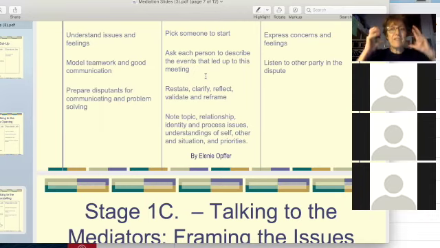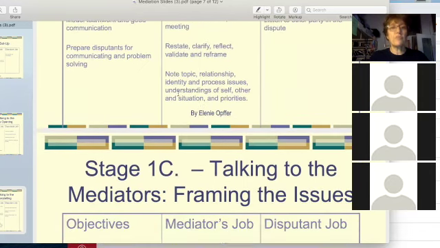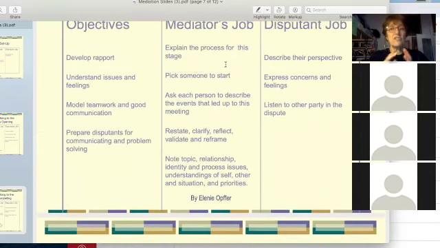Okay. So you're going to have to listen really carefully. You take notes, you figure out what the conflict's about. And as I said, you note their topic, relationship, identity, and process issues, any understandings of the self that they have and the situation, and what their priorities are. So your tools for that are active listening. If I was a carpenter, active listening is my hammer. It's what I keep on having to use constantly. Active listen, active listen. And that means asking clarifying questions, reflecting back their feelings, validating them.